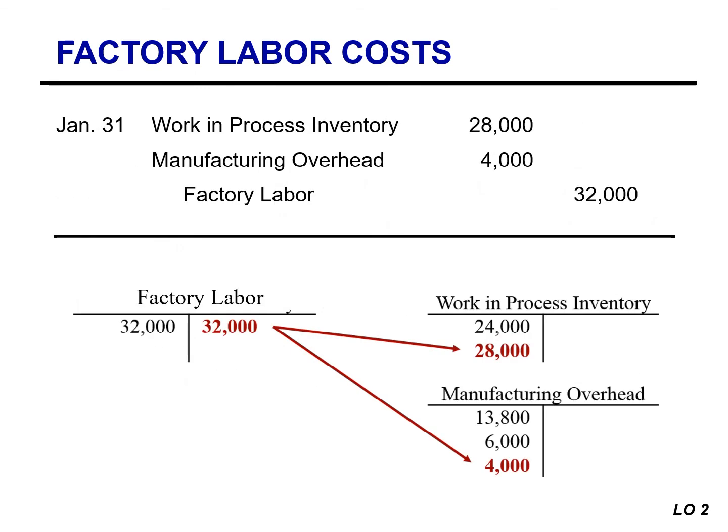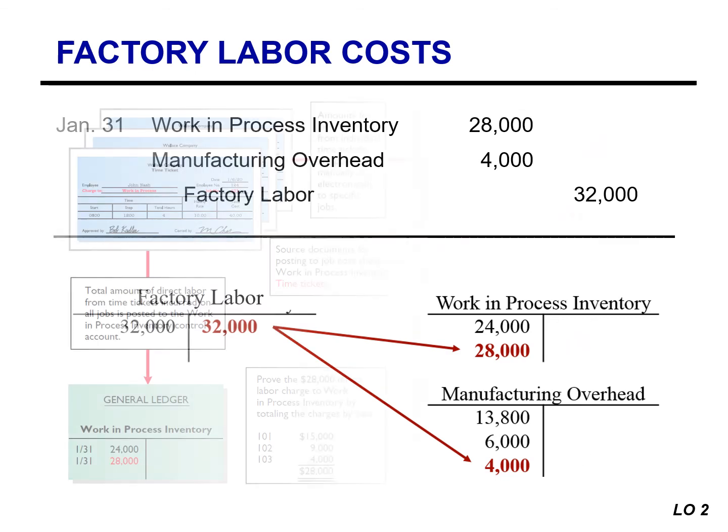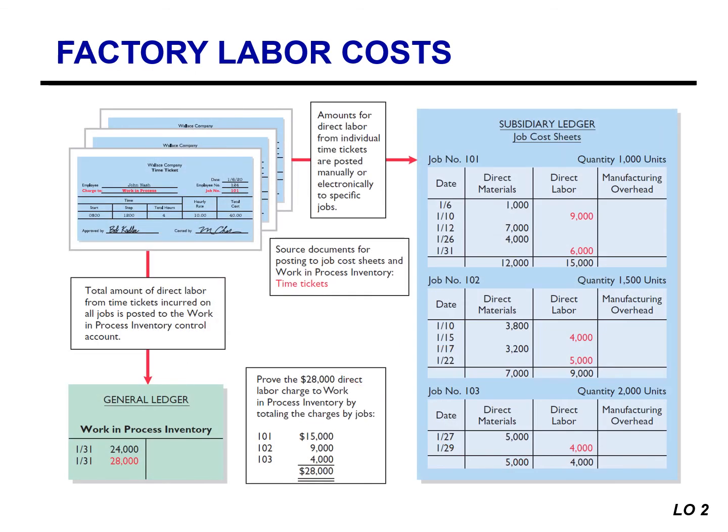As a result of this entry, factory labor is reduced by $32,000, so it has a zero balance, and labor costs are assigned to the appropriate manufacturing accounts. The entry increases work in process inventory by $28,000, as well as increases manufacturing overhead by $4,000. Let's assume that the labor costs chargeable to Wallace's three jobs are $15,000, $9,000, and $4,000. This slide shows the work in process inventory and job cost sheets after posting.